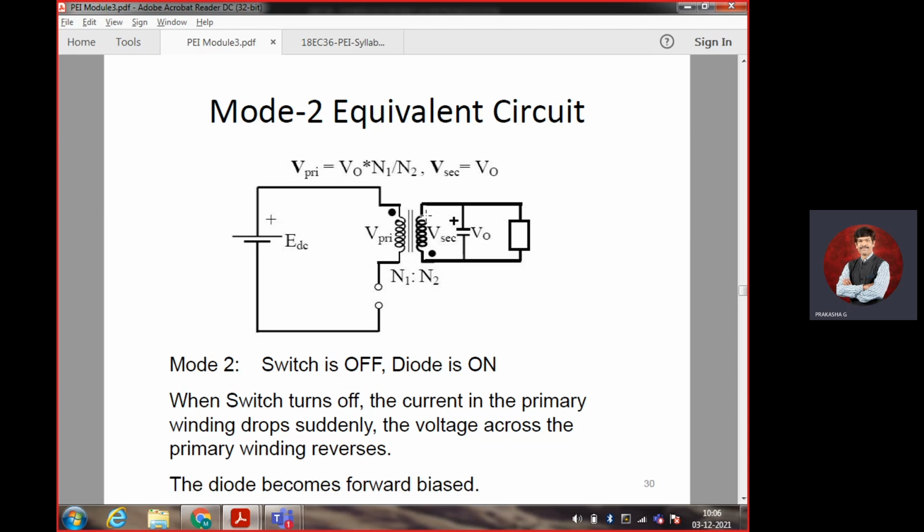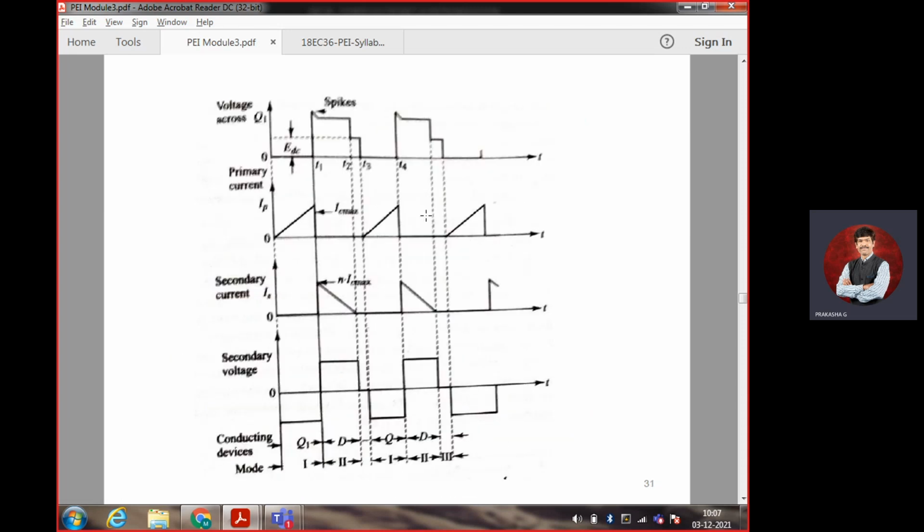When the switch turns off, the current in the primary winding drops suddenly, the voltage across the primary winding reverses, and the diode becomes forward biased. That means the secondary winding, since the voltage reverses, is going to be in the opposite direction from what it was previously, so that the diode will be in forward bias and it is going to conduct. So that is what we are having.